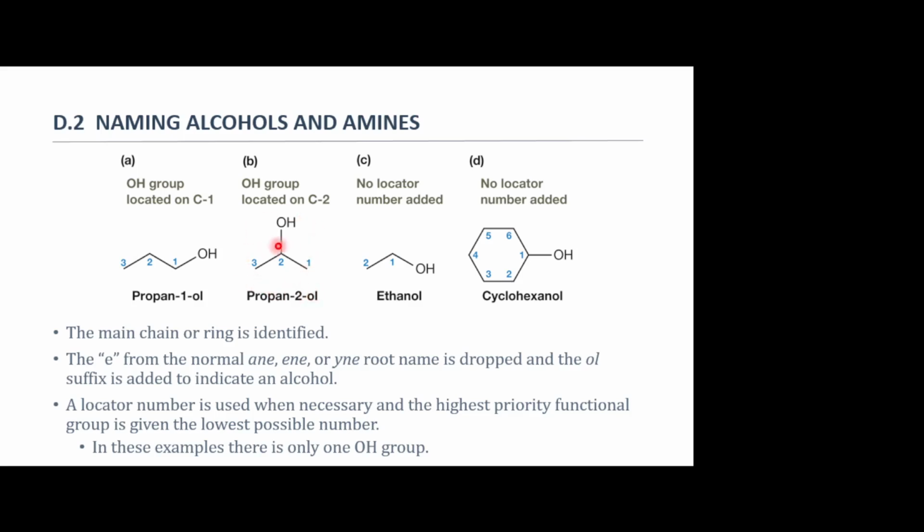Okay, so this right here is going to be propane 2-ol, and that's because it's on the second position, right? This one right here is ethanol. Why is it only ethanol, no locator? No one has understood this one. Yeah, you have no other options, right? Yeah, it doesn't matter where it is because it's always one. Cyclohexanol, same reason, right? And the number 1 position is always the first position on the alcohol.